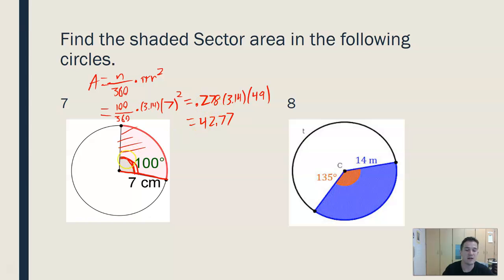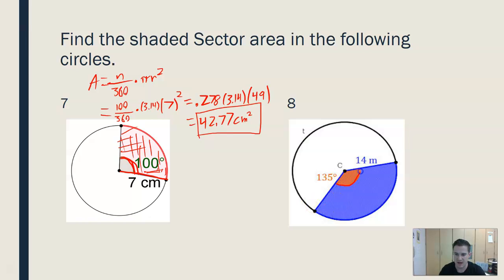So the area of this little sector right here is 0.278, or 27.8% of the whole area of the circle, which is about 42.77 centimeters squared. That's the area of this sector right here. Okay, let's move on to this one.